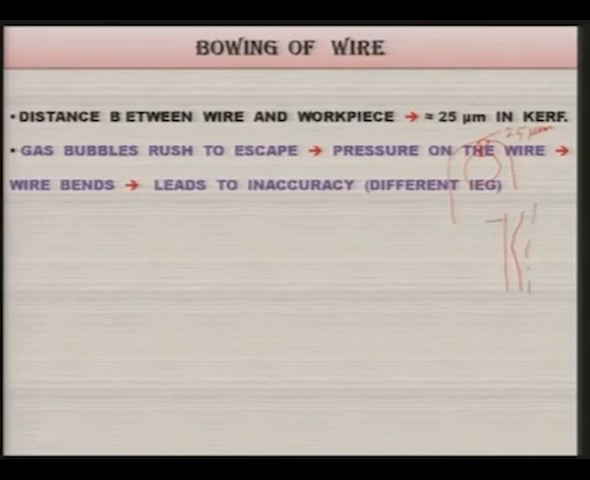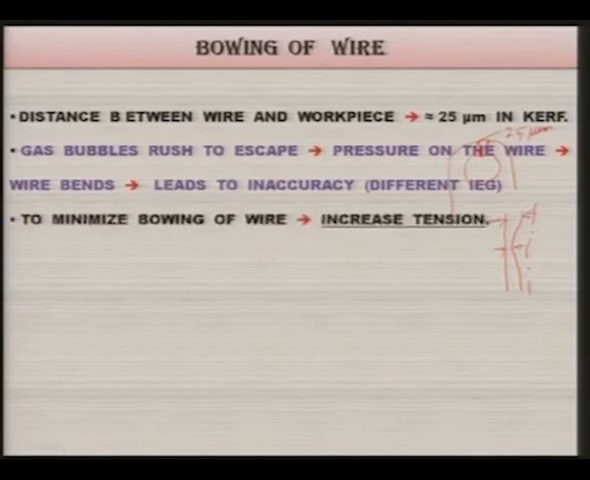the gap between the wire and the workpiece will be different at different locations, and that will result in inaccuracy of the machined component. This is not a desirable feature because the interelectrode gap is different. So, it is going to create shallower and deeper craters, that means the surface finish also will not be good.